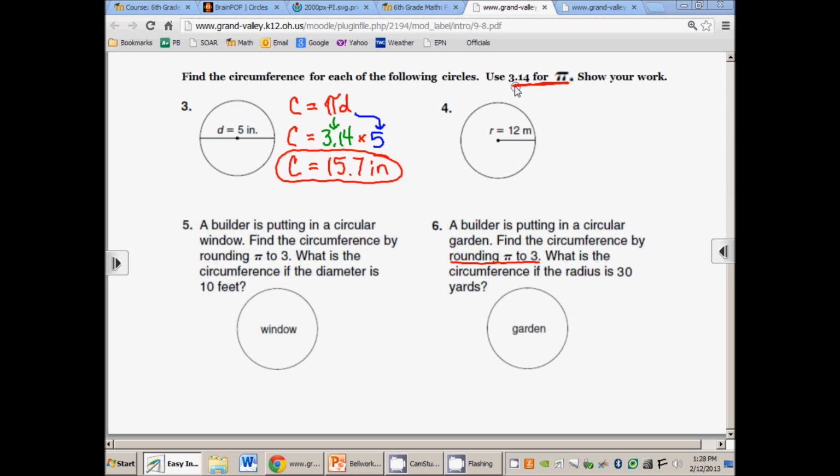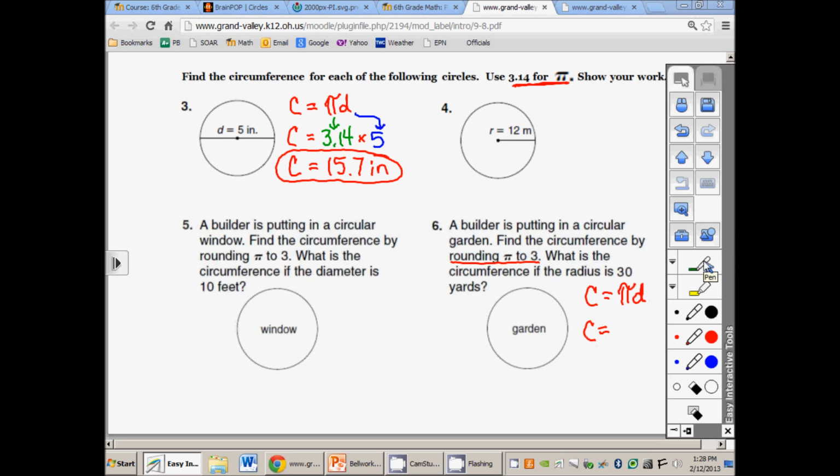It says, what is the circumference if the radius is 30 yards? So again, I start with my formula. It gets me on track. It reminds me of the pieces I need to have. Okay? This time, what are we going to use for pi? 3.